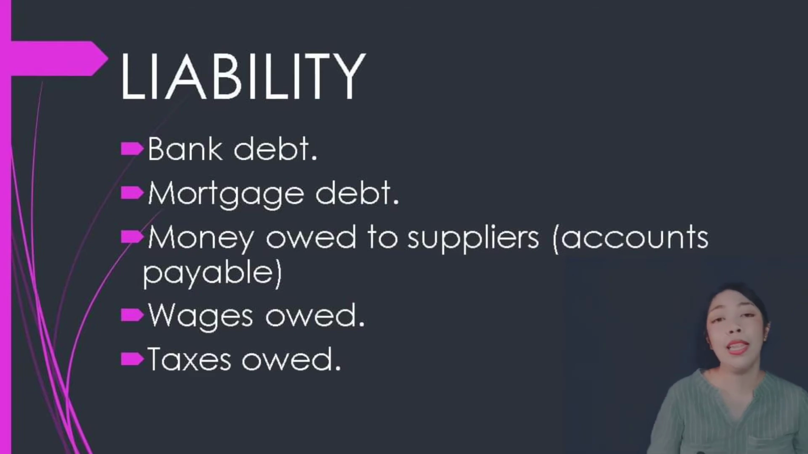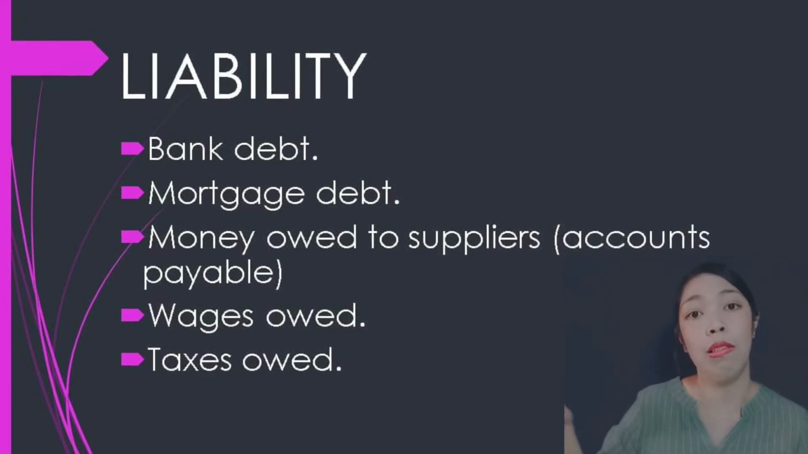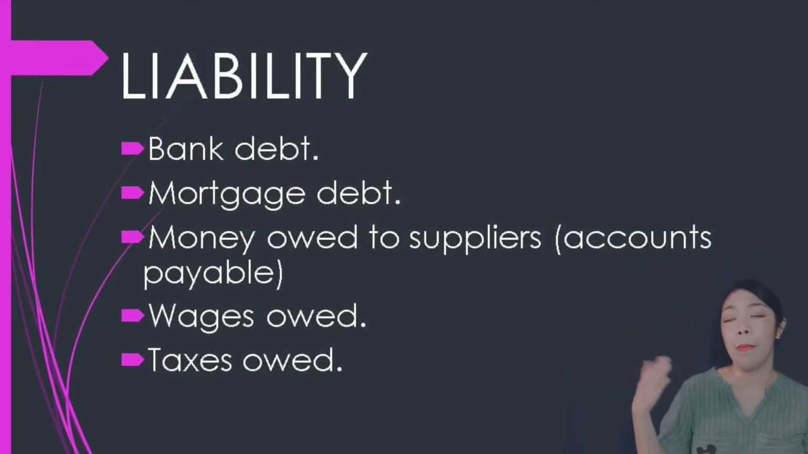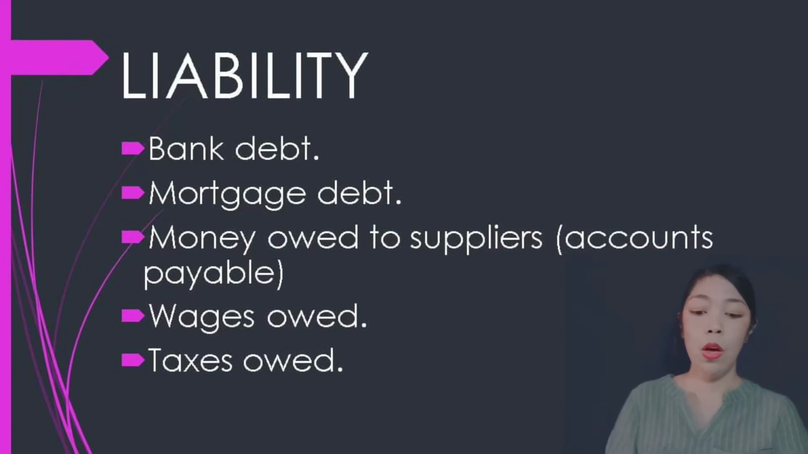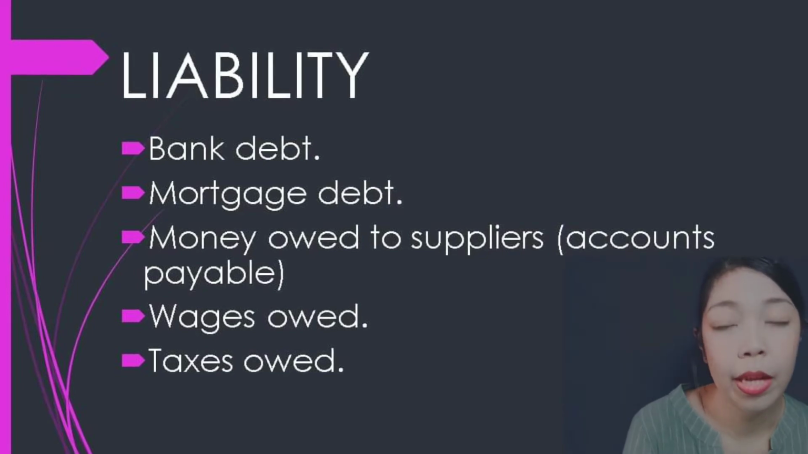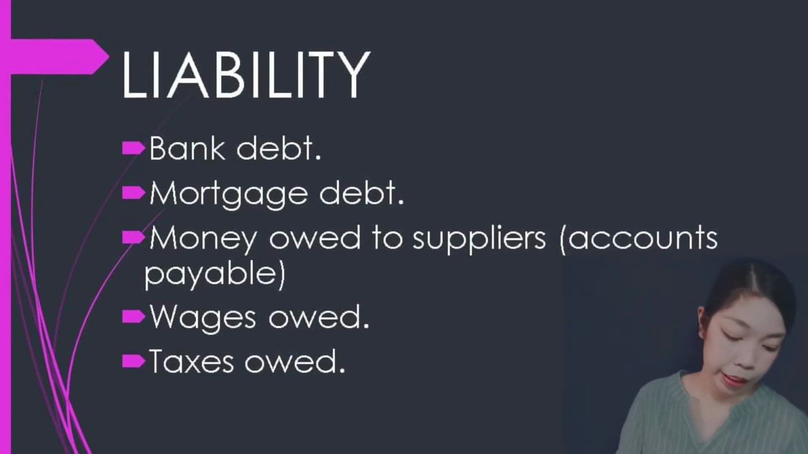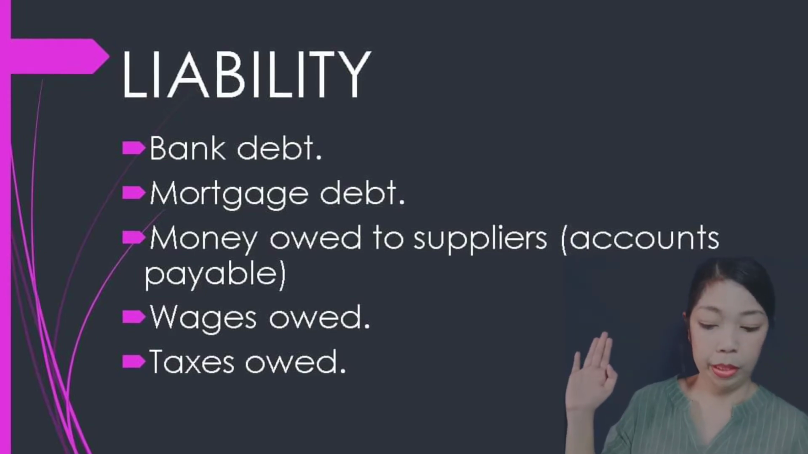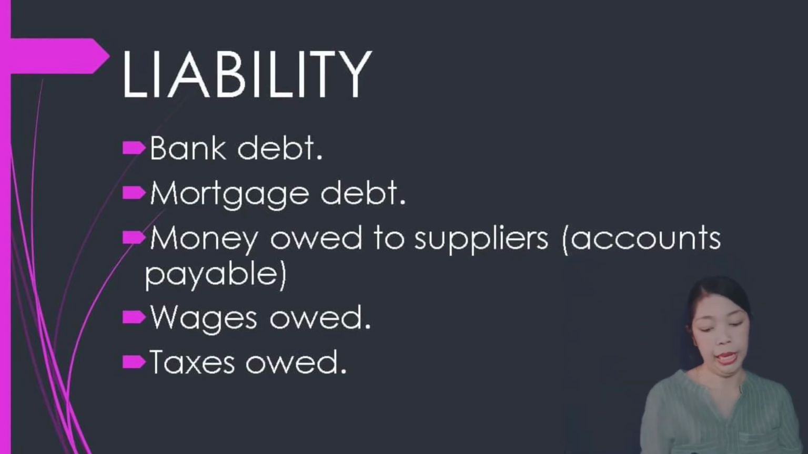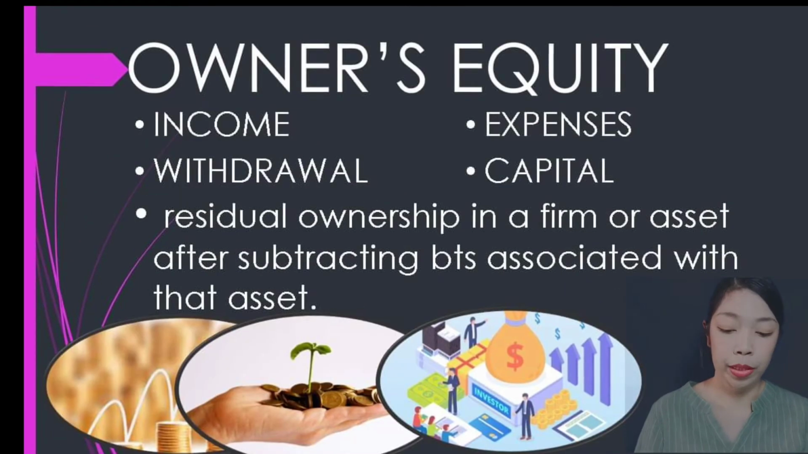Please don't forget, asset is owned, which is yours. Okay, the company is owned. While liability is owed, you borrowed or you owed something to someone. Okay? Any question about liability? None? Great. Moving on to owner's equity.